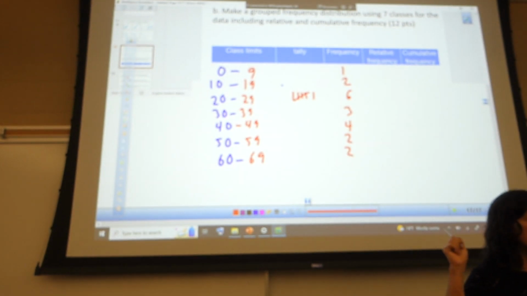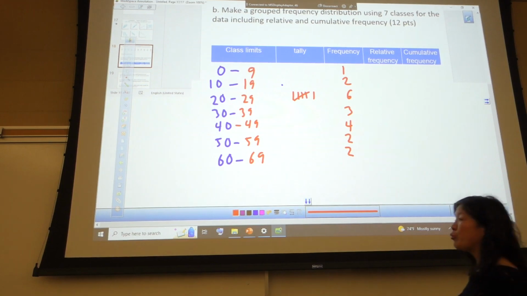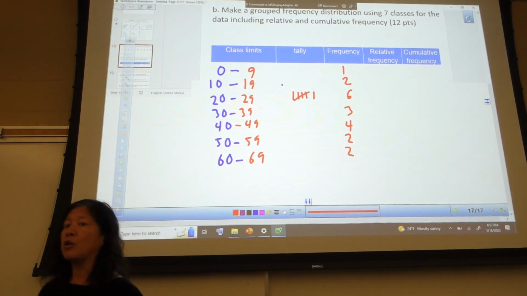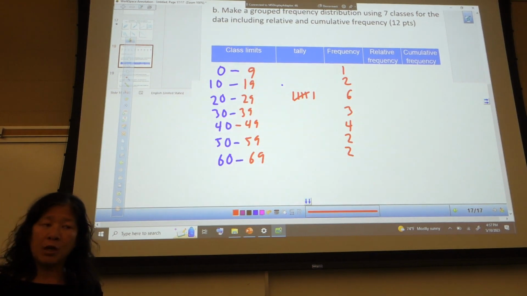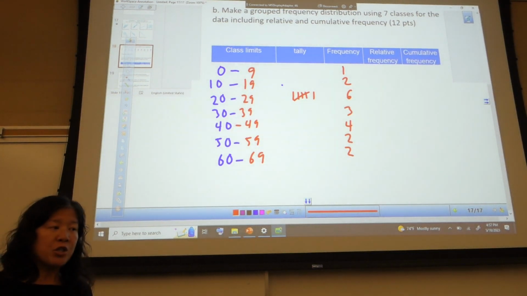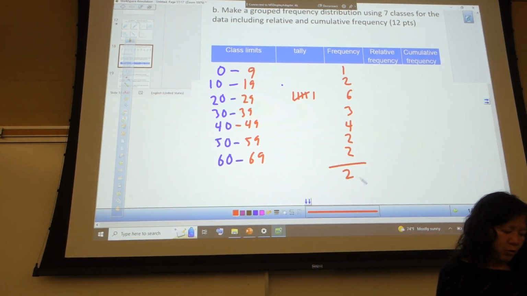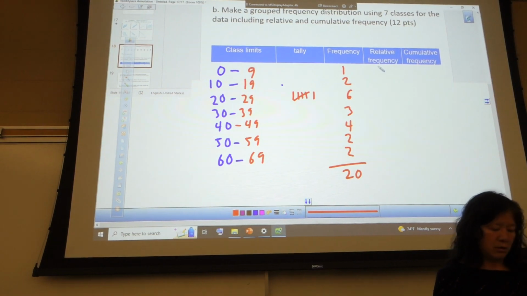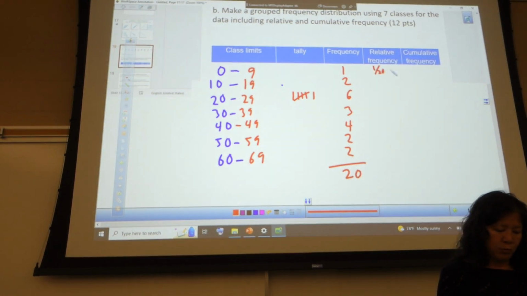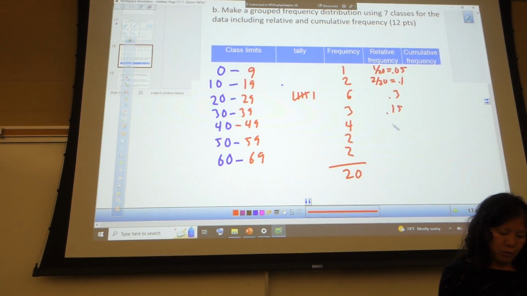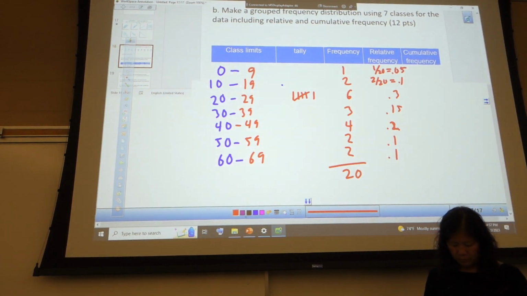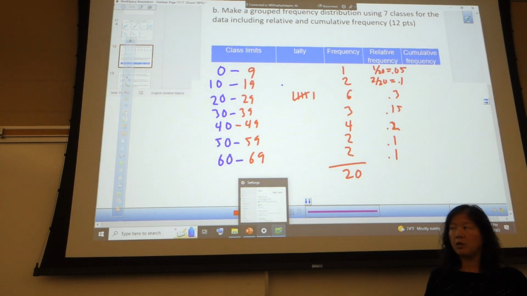All right, so everyone has this so far? Then you have to find the relative frequencies. Remember, relative frequencies, that's how it relates to the whole. It's the ratio, relative starts with R, ratio starts with R, the ratio of what's in that class compared to the total. How many are there total? 20. So the first one would be 1 over 20, or 0.05. Next one would be 2 over 20, 0.1, 0.3, 0.15, 0.2. It's also the percent that's in that class. It adds up to 1, or 100%.